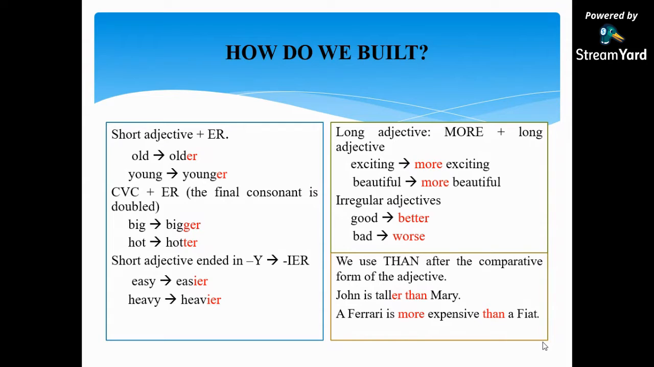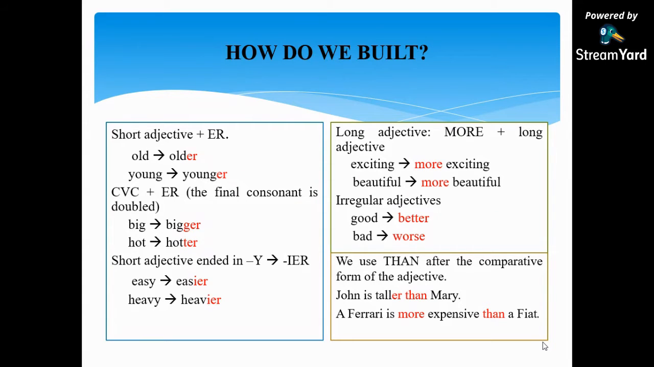Then, what happens with long adjectives? For long adjectives, we add the word more before the adjective. For example, exciting will be more exciting and beautiful will be more beautiful. Then, there are some irregular adjectives such as good and bad. They don't follow rules because they have their own form of comparative. In the case of good, it will be better. In the case of bad, it will be worse.